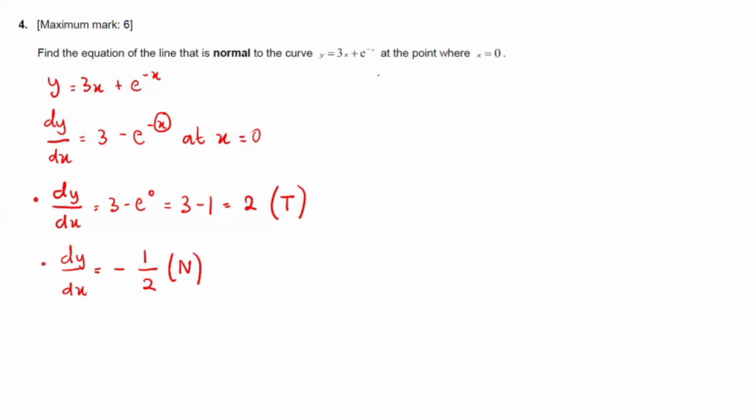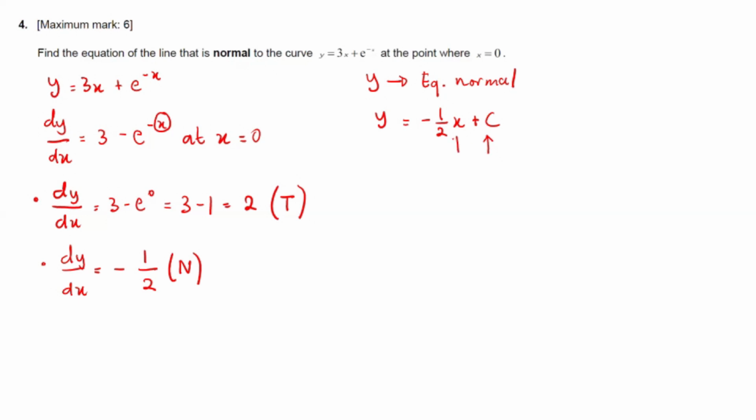So this is what we have to use in our y right here. This y represents the equation of the normal line for now. So our equation is going to be y equals -1 over 2 x plus c. Remember the general formula for a straight line.